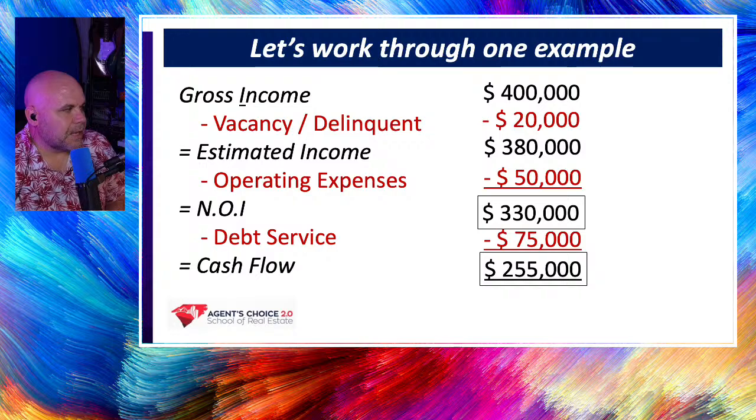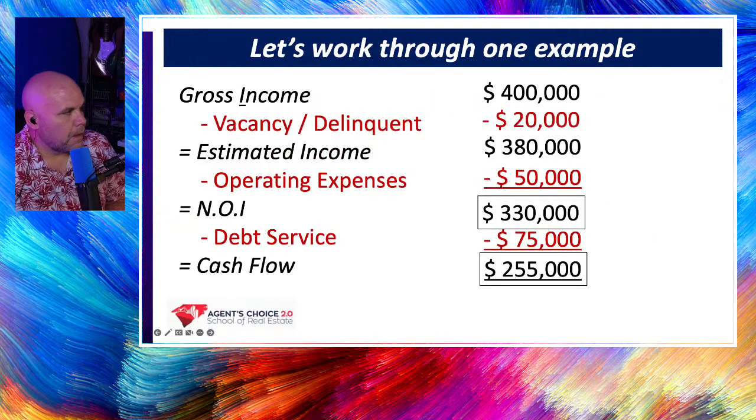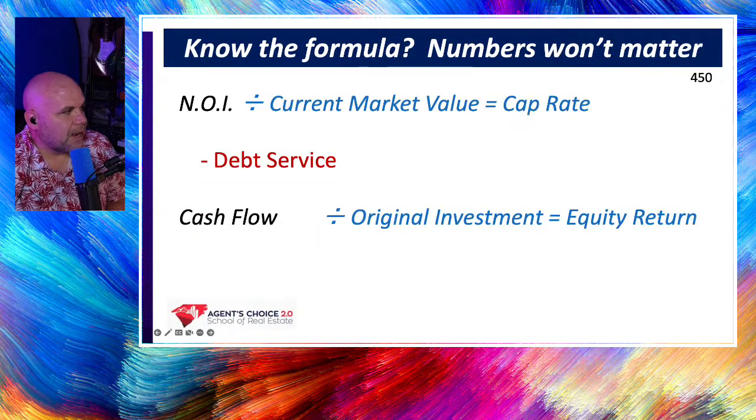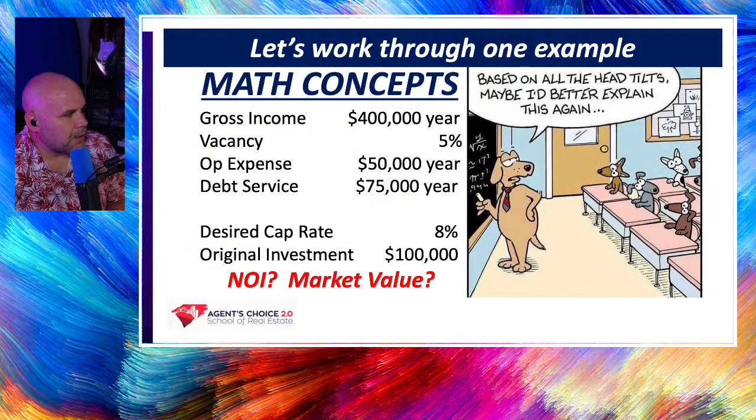Now we can use our net operating income to determine the market value if we know our cap rate, and we can use the cash flow to determine our equity rate of return. It looks like this. Take our NOI number. It was $330,000. Divide it by either the market value to get the cap rate, or the cap rate to get the market value. In this case, we want to get a cap rate of 8%.